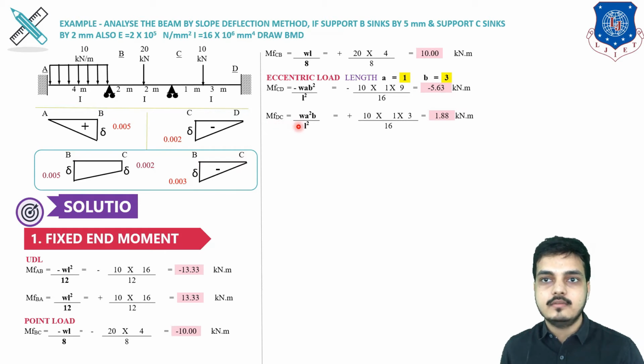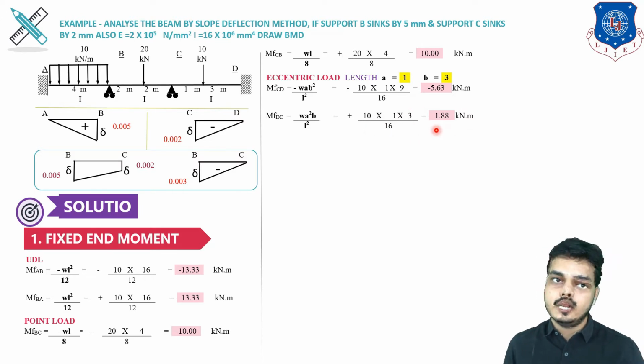Now for the fixed end moment we have to calculate W a square b by L square, which is 10 into 1 square, which is 1 only, divided by 4 square, 16. We will be getting 1.88 kilonewton meter. So this was our first step, fixed end moment.